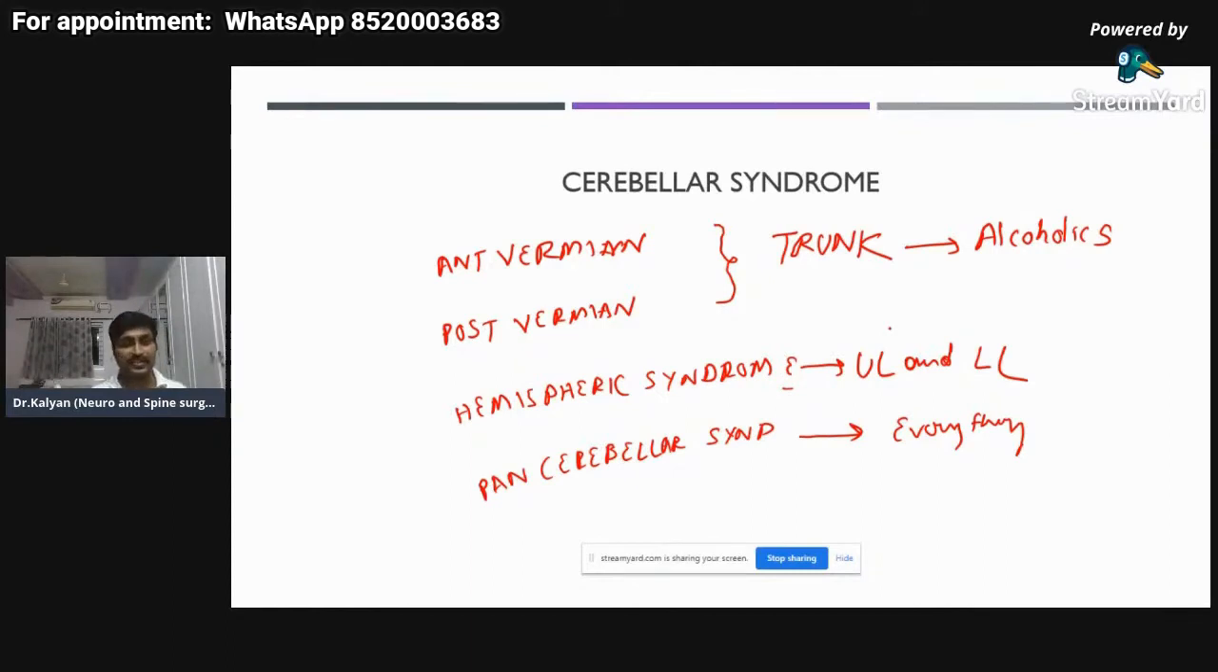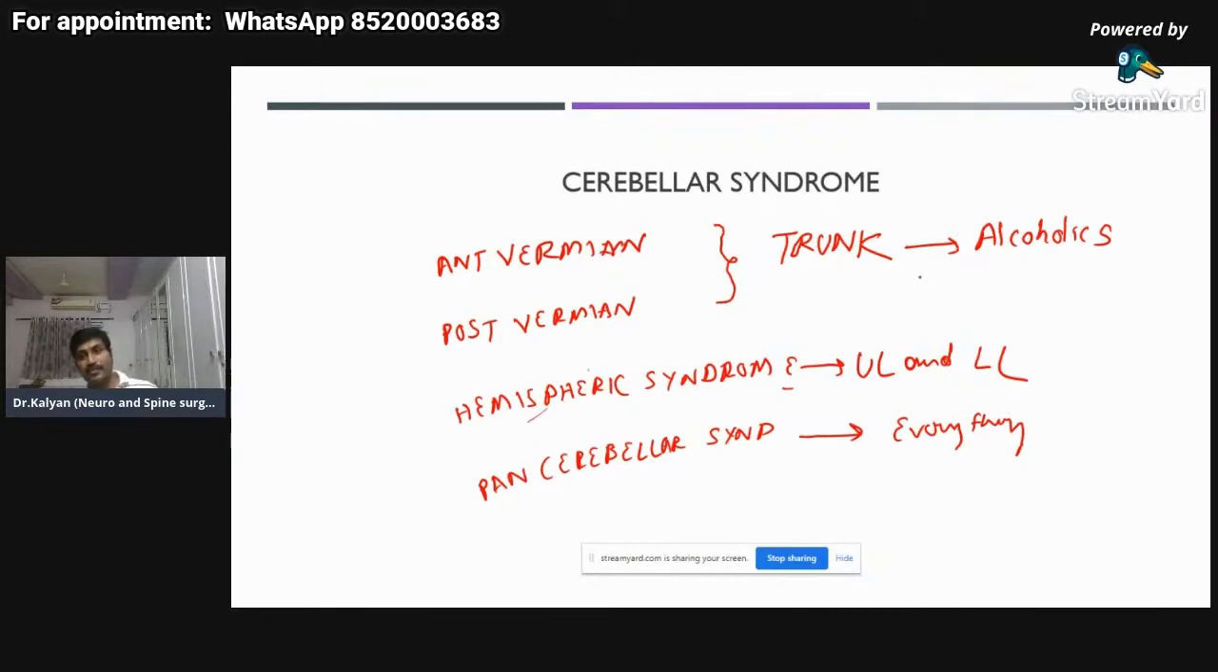What do you call the kind of tremor in cerebellar syndrome? We call that intentional tremor. That is, when the patient is not working, he will not have tremor. But when he tries to pick up an object, as he becomes closer and closer to the object, he will have tremor in the hand, intentional tremor. So this intentional tremor is specific to the hemispheric syndrome.